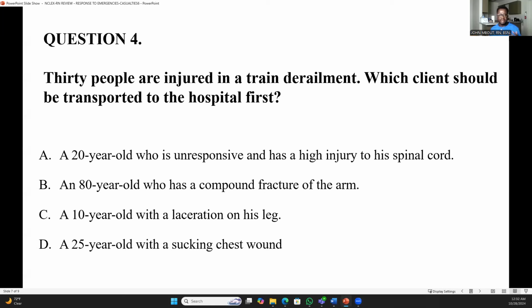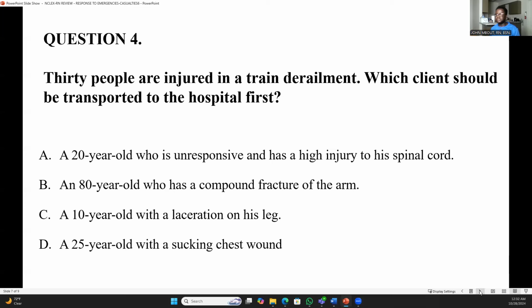Like I said, a client with a spinal cord injury is not likely to survive and should not be among the first to be transported to the healthcare facility. So you must understand when you're answering this question, the triage system in the emergency department is different. During mass casualties, the resources are few. The personnel are not there. You are trying to transport them to the facility, so you attend to those whom you can revive first.